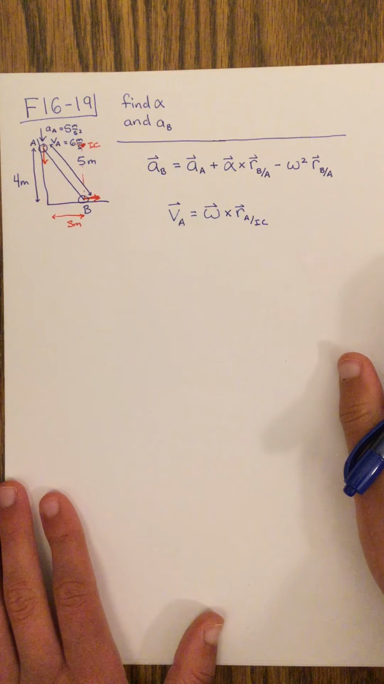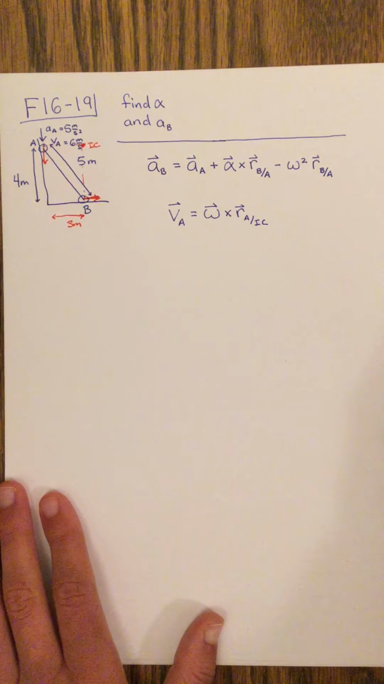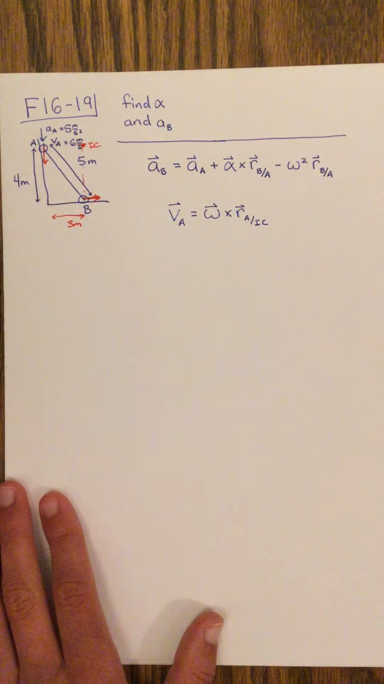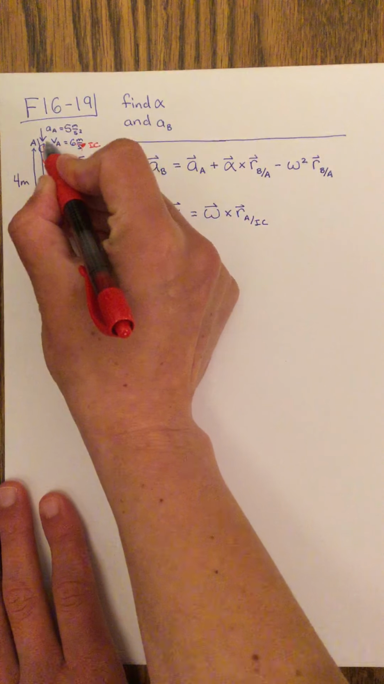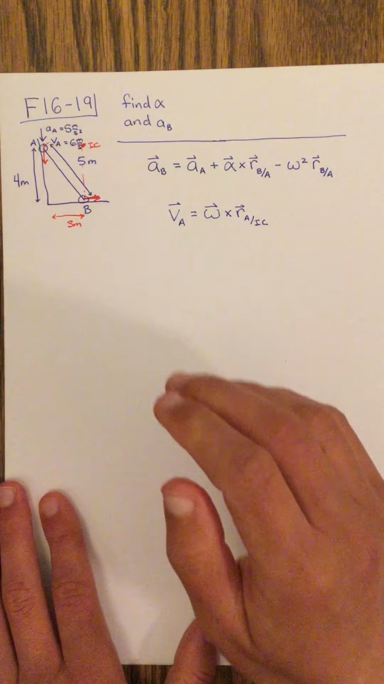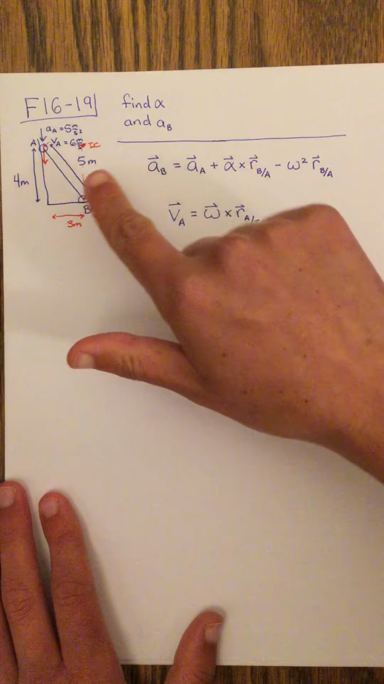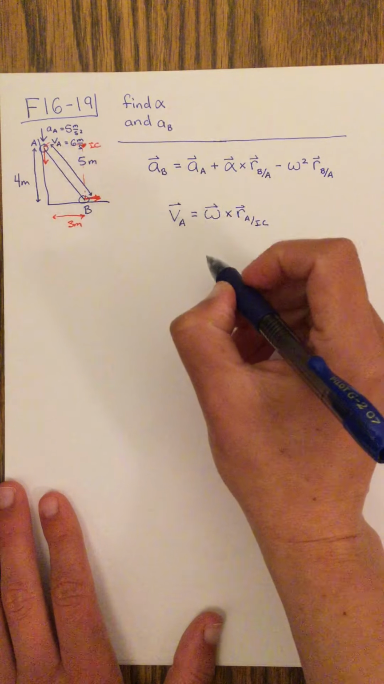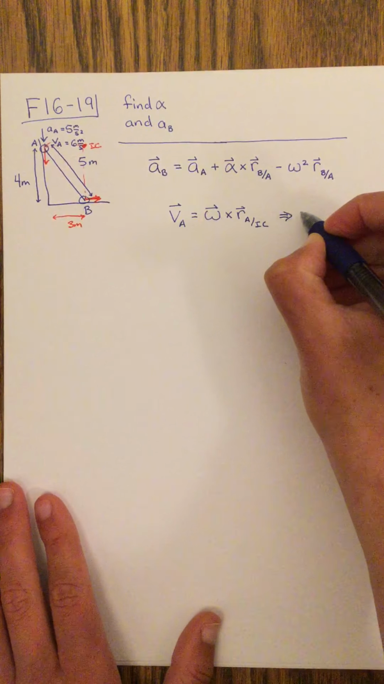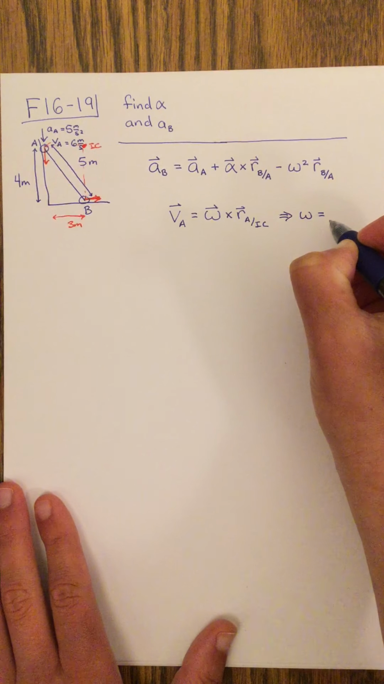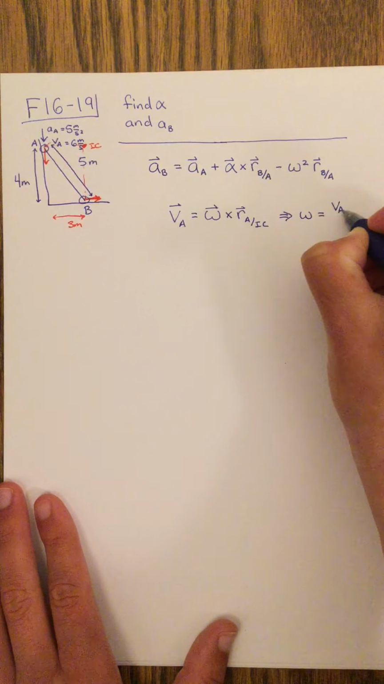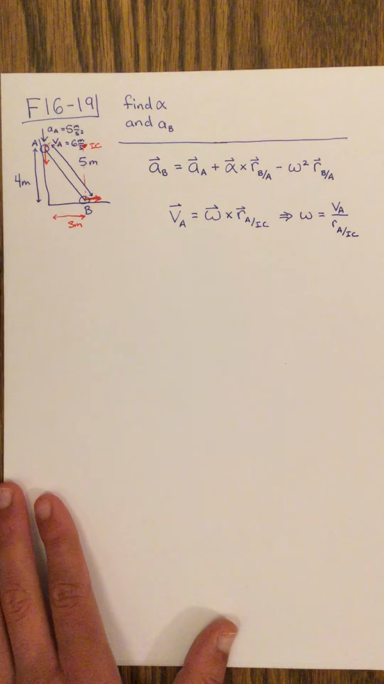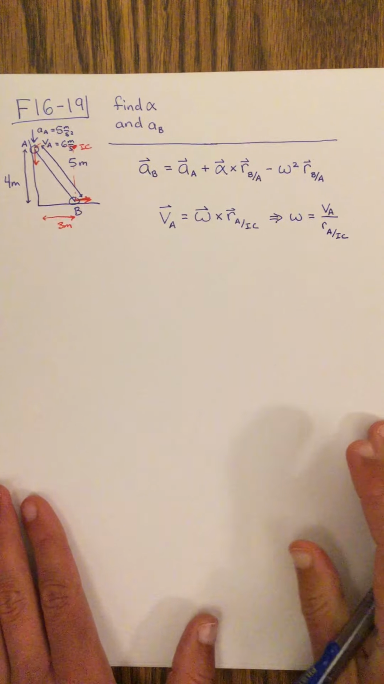Now, the angular velocity is pointed in the k-hat direction, like this. And if I cross that with the position vector here, which goes from the instantaneous center to point A, that's in the negative i-hat direction. So k-hat crossed with negative i-hat gives me the velocity going straight downward here. Since those vectors are all perpendicular to each other, I can say the angular velocity of the rod is equal to VA over R_A/IC. And that gives me the angular speed.